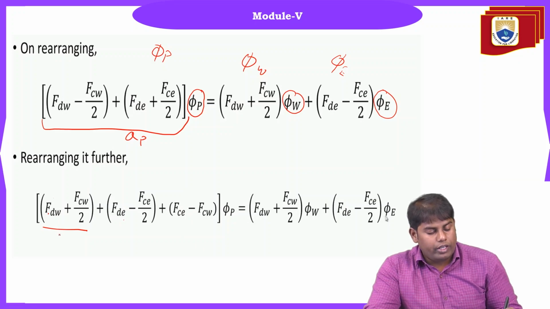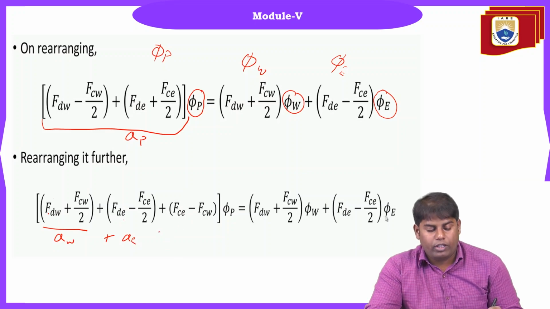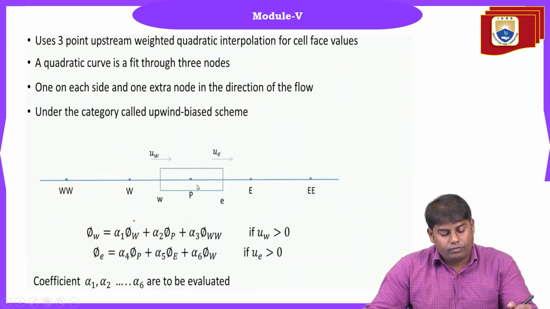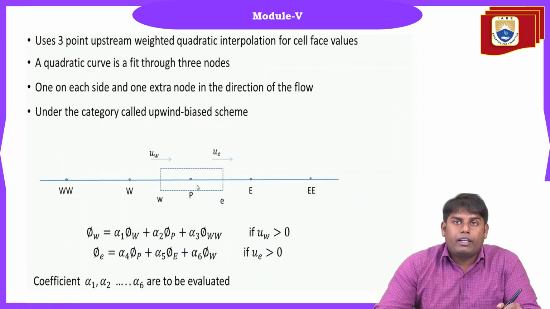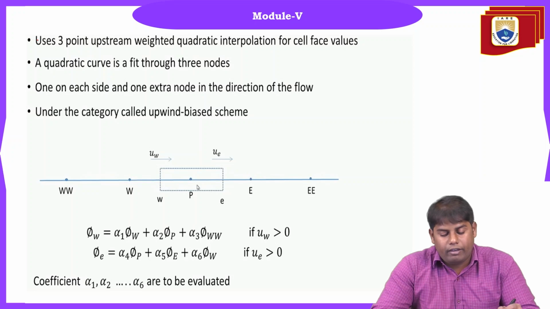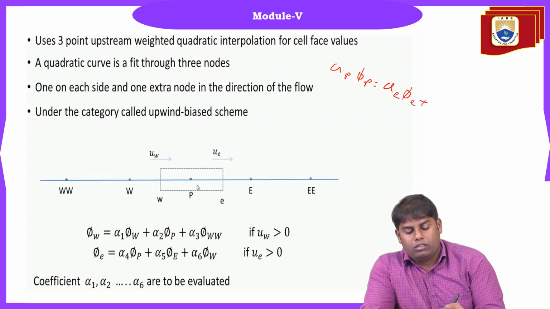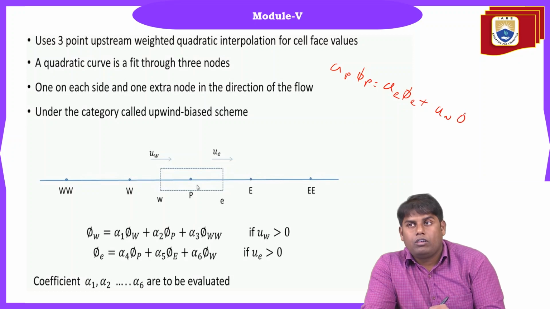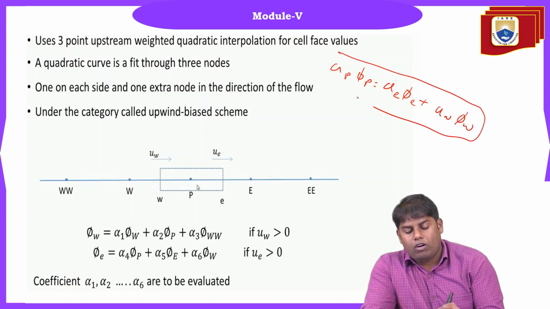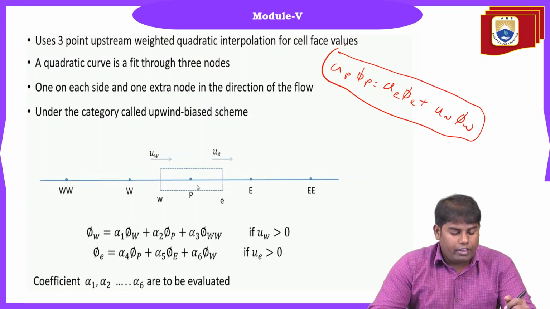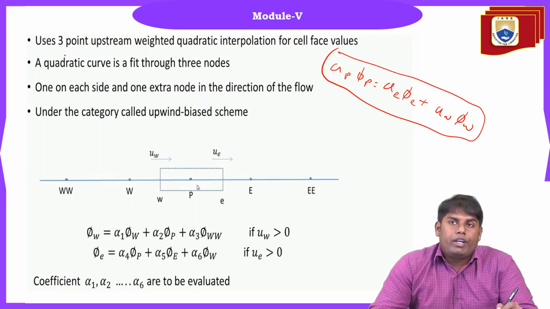This one you can take as AW. This one you can take as AE. This one you can take as AP. Okay. So when we rearrange, what are we getting? We got it in the form of AP phi P is equal to AE phi E plus AW phi W. Let's say we got it in this form. So that's why we are doing this. Now you can see the weighted average method.